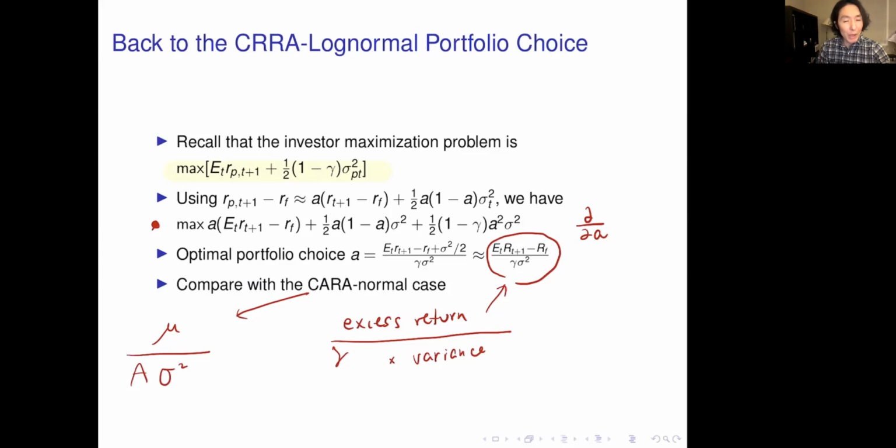In other words, in both cases where you can use the linearization, or the property of the normal distribution, what do you get? The demand for the risky asset. Okay? 즉, 리스키 애셋을 얼마나 사고 싶은지는 그 리스키 애셋의 excess return, mu, 그리고 risk, sigma, and risk aversion A or gamma에 따라서 결정되게 됩니다.